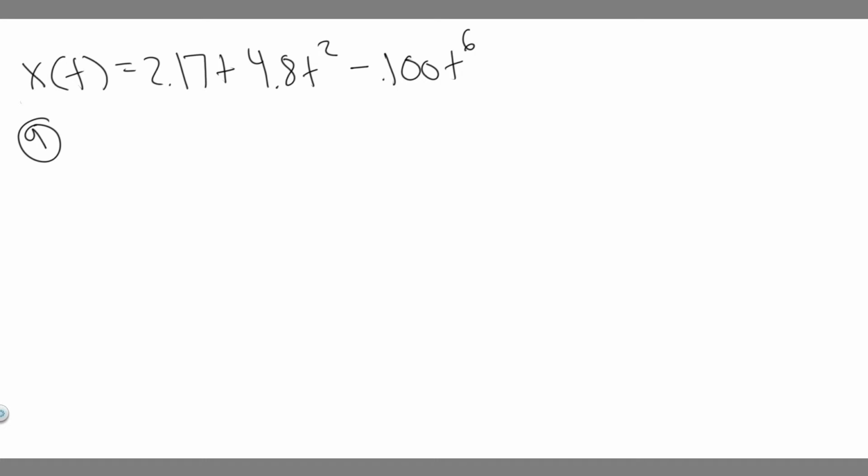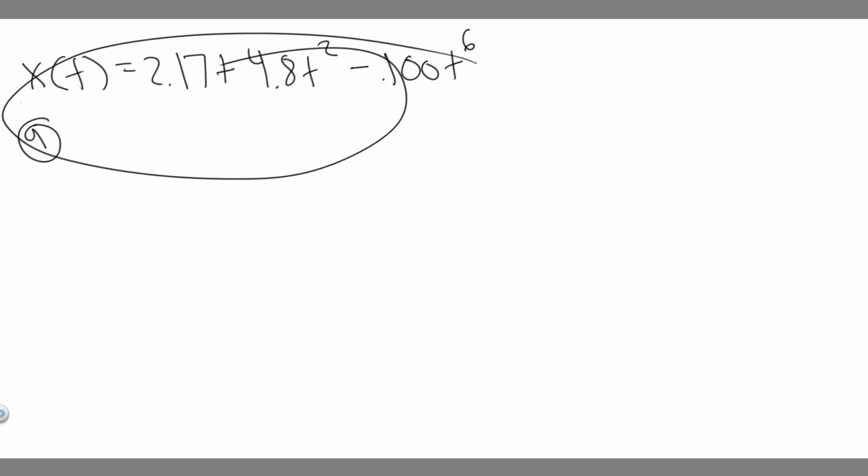So what we're given here is some position function, right? x of t equals 2.17 plus 4.8 t squared minus 0.1 t to the 6th. Let's go ahead and start with A. Find its position and acceleration at the instant when the car has 0 velocity. So we need to find when the car has 0 velocity if we want to find its position and acceleration then. The first thing we have to do is find the velocity function and then the acceleration function.